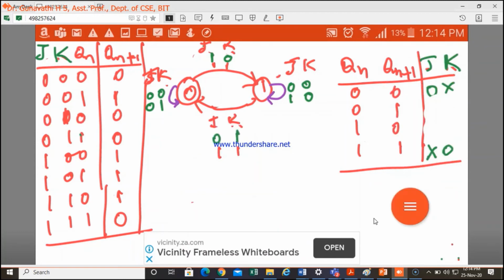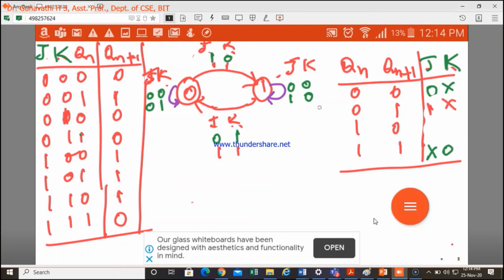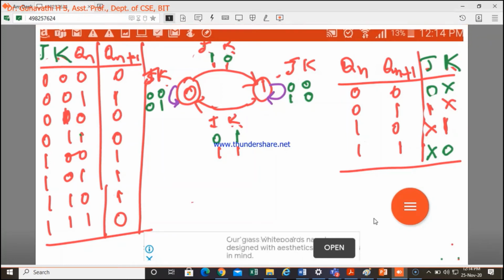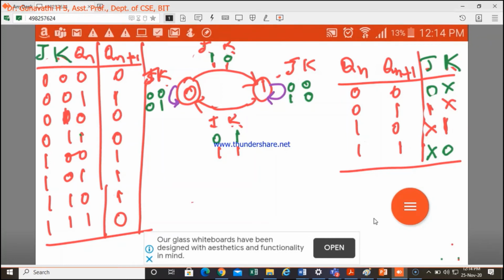So now 0 to 0, 0 don't care. 0 to 1, you have 1 here, so 1 don't care. 1 to 0, don't care 1. 1 to 1, don't care 0. This is the excitation table of the JK flip-flop. Any doubts in this?